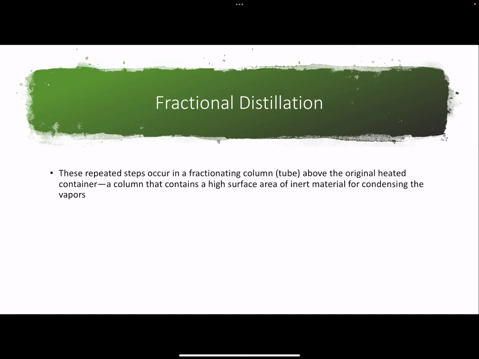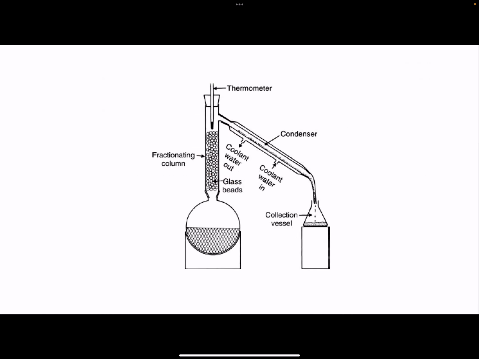Okay, so these repeated steps occur in fractional column tube or the fractionating column above the original heated container. So yung setup niya, I'm going to show you, is like this. So same setup lang siya, no, sa ating simple distillation. The only difference is meron ka ng fractionating column. So si fractionating column, ang dagdag lang niya is that you have glass beads. Sometimes it can be cotton as well. But anything with a large surface area, pwede natin siyang gamitin sa fractionating column.